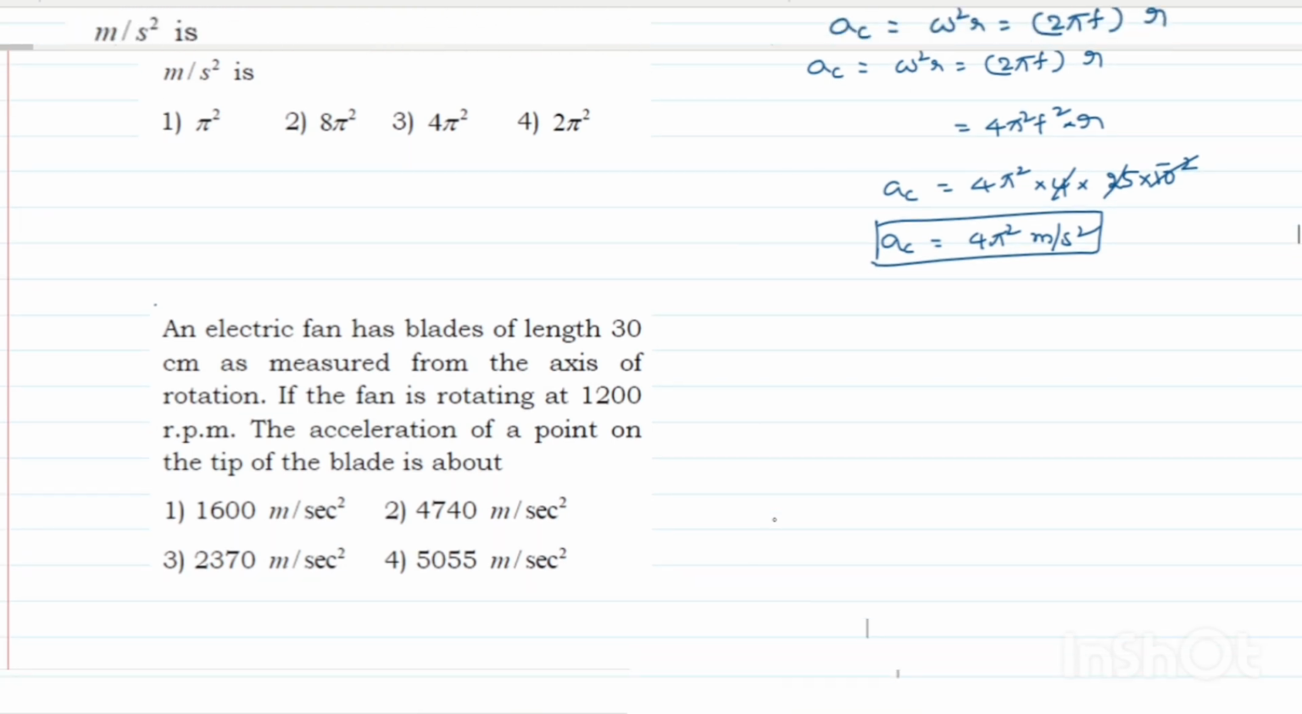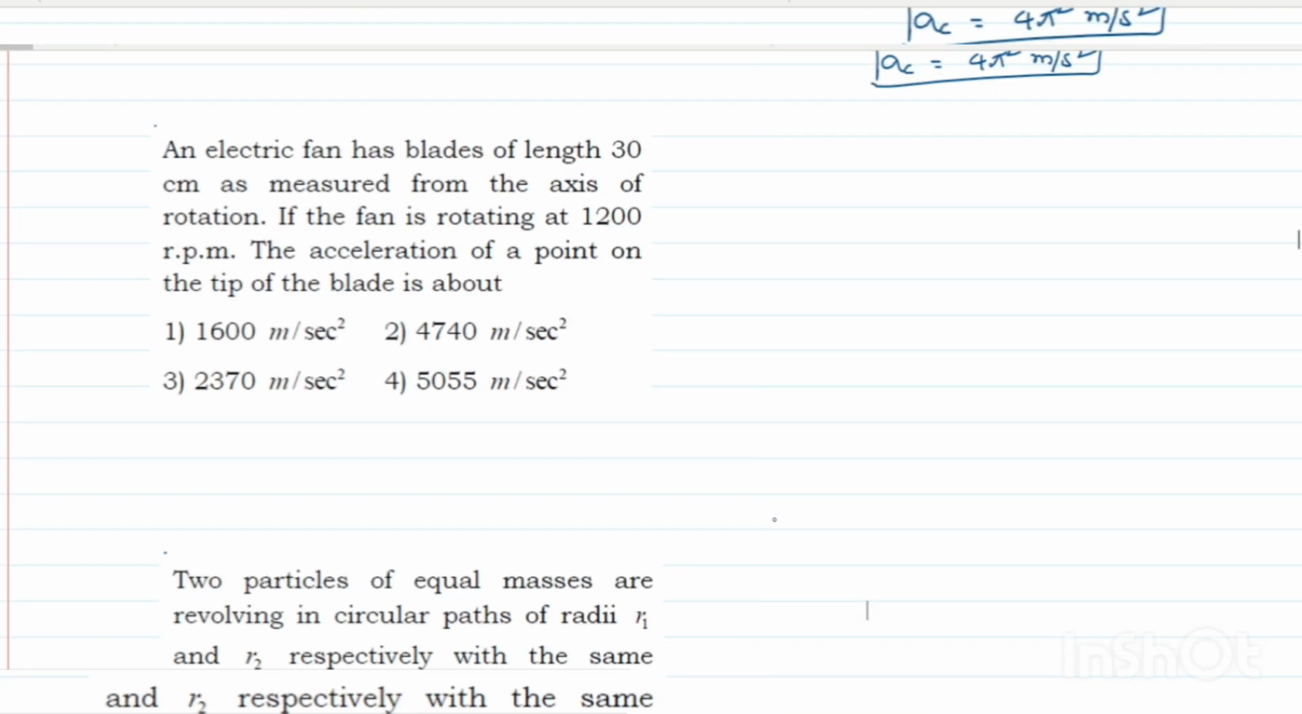Let us see the next question. An electric fan has blades of length 30 centimeter as measured from the axis of rotation. The fan is rotating at 1200 revolutions per minute. So the frequency is 1200 revolutions per minute, and you have to convert into seconds. Dividing by 60, the frequency is 20 hertz. Length is nothing but radius, which is given as 30 centimeter. You just convert into meter.